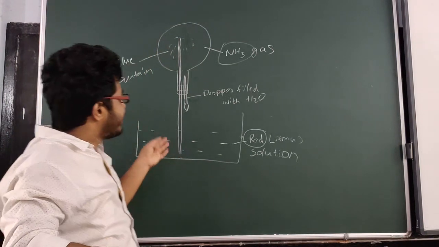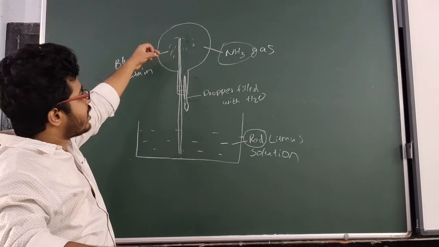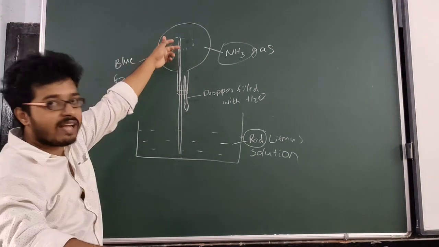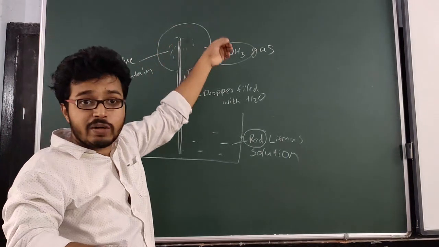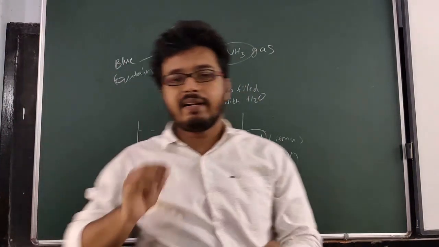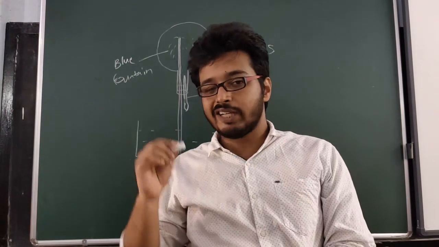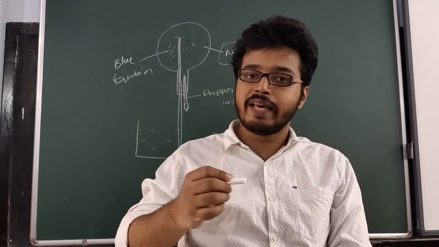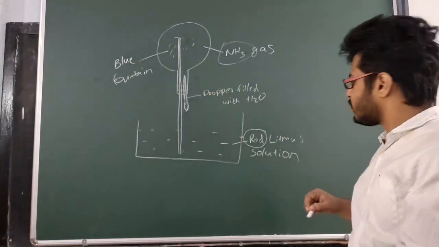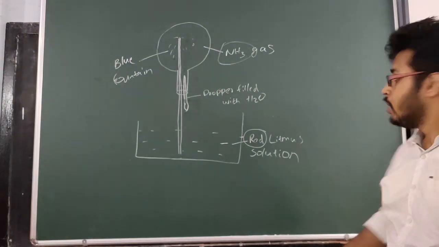The second observation is that the water from the vessel is being sucked up through the glass rod to its tip, and it is falling down as a fountain. So similar to the previous conclusion in the red fountain experiment, we are supposed to explain the properties of ammonia based on these two observations. Okay, so first let us observe.